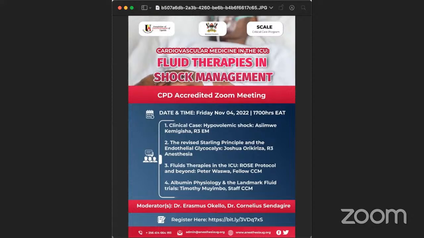Dr. Asimwe, thoughts? Could you have used a colloid to restore blood volume in that patient? Would that be a problem? Yes, Dr. Connell, I wouldn't have used it. I think fluid and blood was enough for my patient. I don't think it would be necessary for me to use a synthetic colloid.